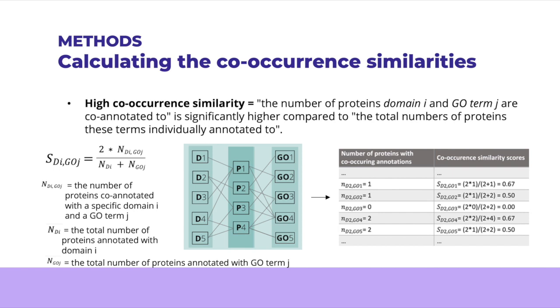To account for the possibility of high similarity scores being random, especially when the N(D_i) and N(GO_j) were low, we introduced an additional measure called lowercase n, representing the number of proteins with co-occurring annotations. Domain-to-GO pairs with both high S and N values were deemed more reliable.